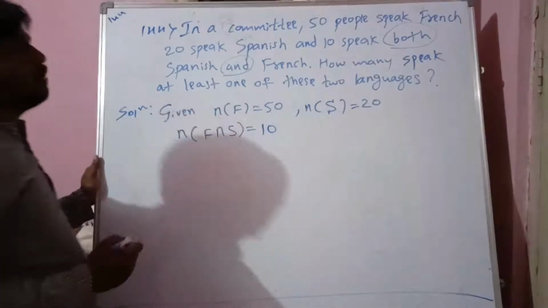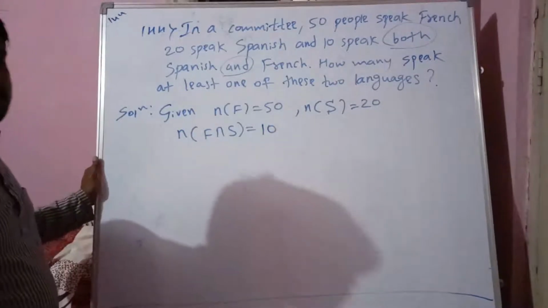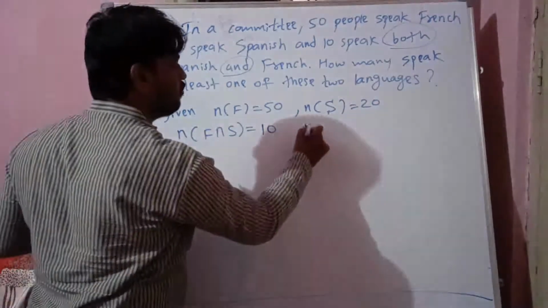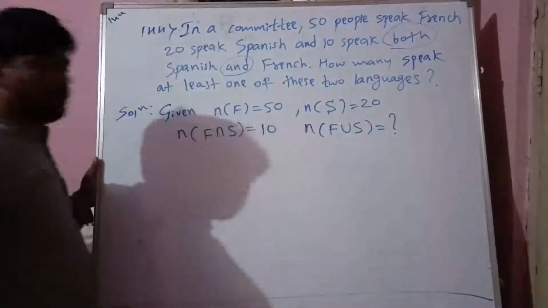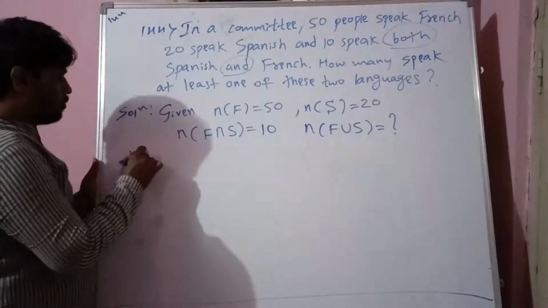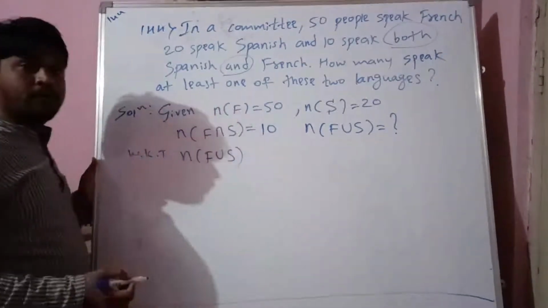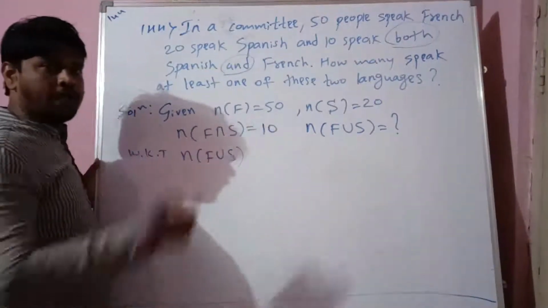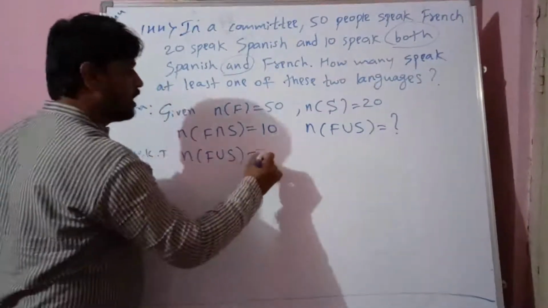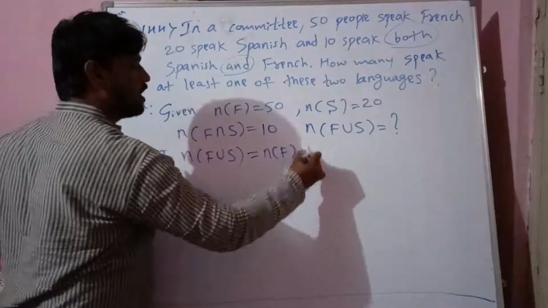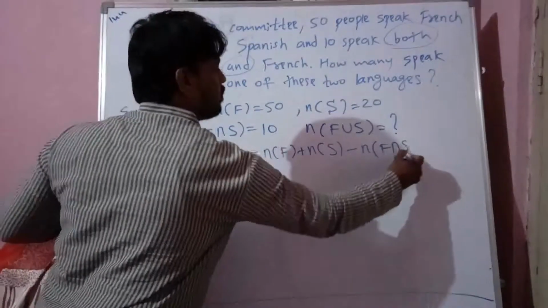10. So that time we want to calculate how many speak at least one of these two languages. Means we want to find n of F union S. Yes? Okay, similarly, we use the formula n of F union S as compared with n of A union B, whatever we wrote in last class. n of F union S means n of F plus n of S minus n of F intersection S.